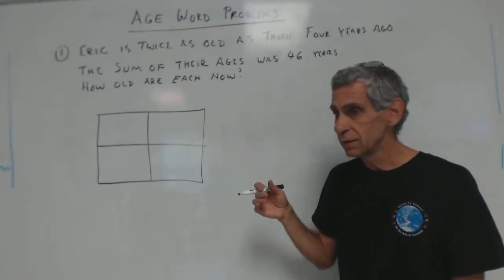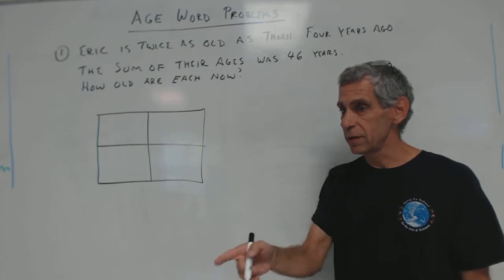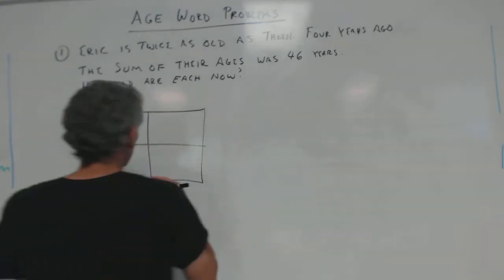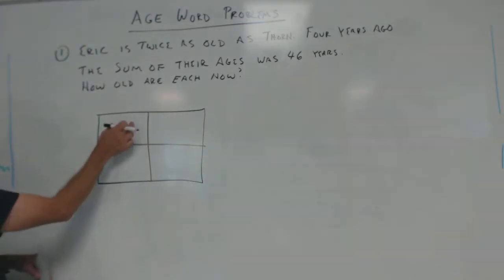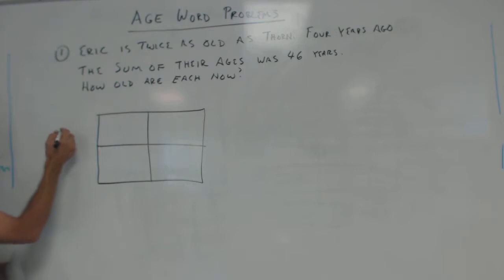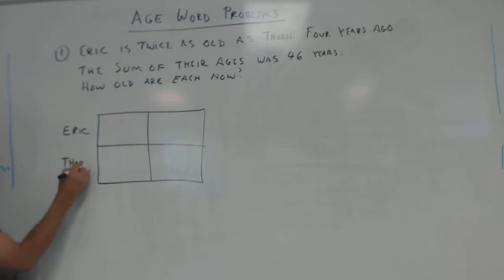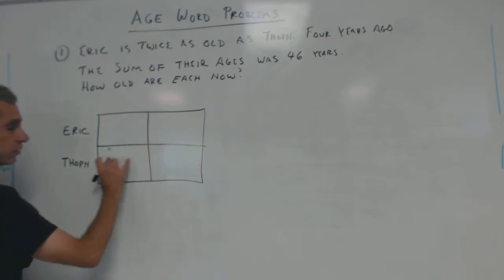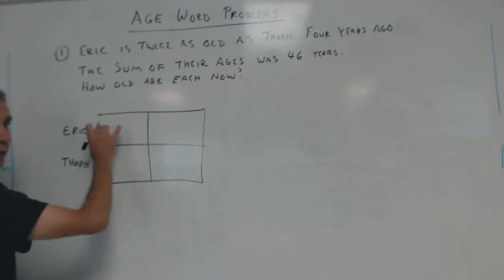Do you remember this at all? So you create a box with 2 columns and 2 rows. In your top row, you're going to do one of the persons, so that's Eric. The next one will be Thorn. Yeah, we did this last year. This is just a review. And then all of this will be Thorn, and all of this will be Eric. Okay?